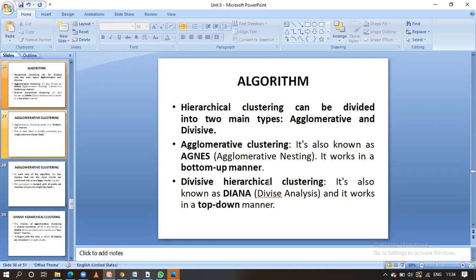Coming to divisive hierarchical clustering, this is the opposite phenomenon of agglomerative clustering. Opposite phenomenon.